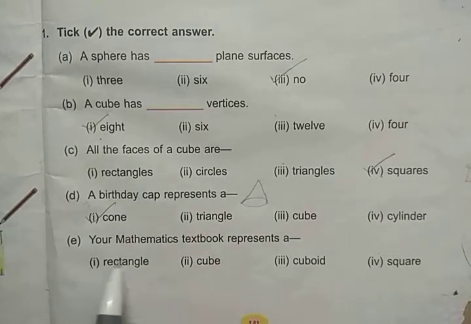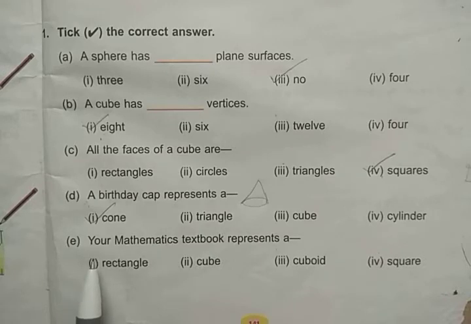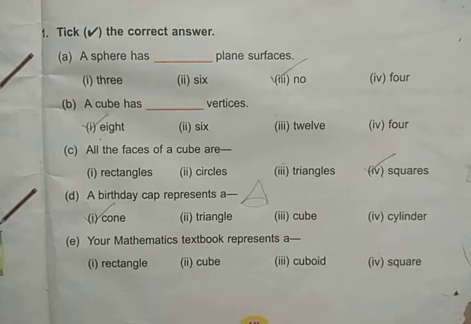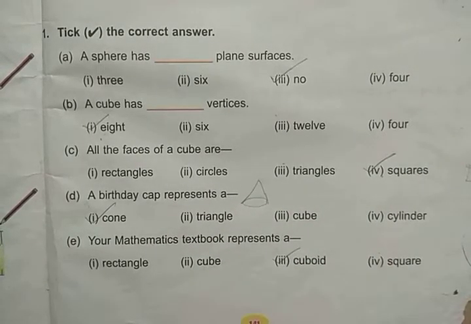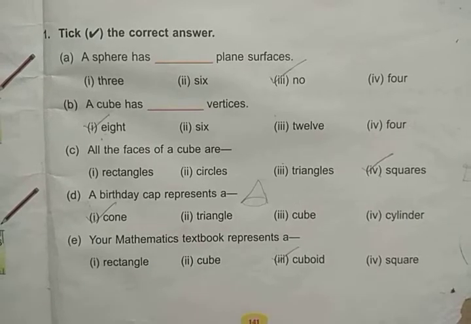Next is your mathematics textbook represents a dash. So what does it represent: a rectangle, cube, cuboid or a square? So your mathematics textbook represents a cuboid. Why? Because it has length, breadth and height also, right? It is a solid shape, so it represents a cuboid.